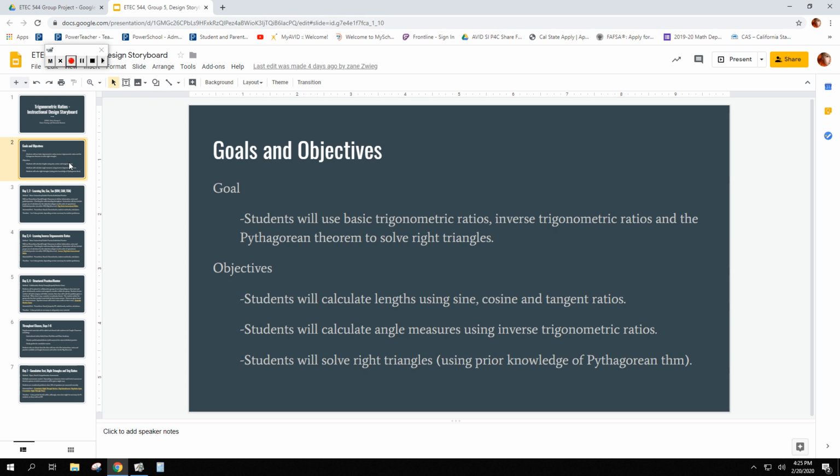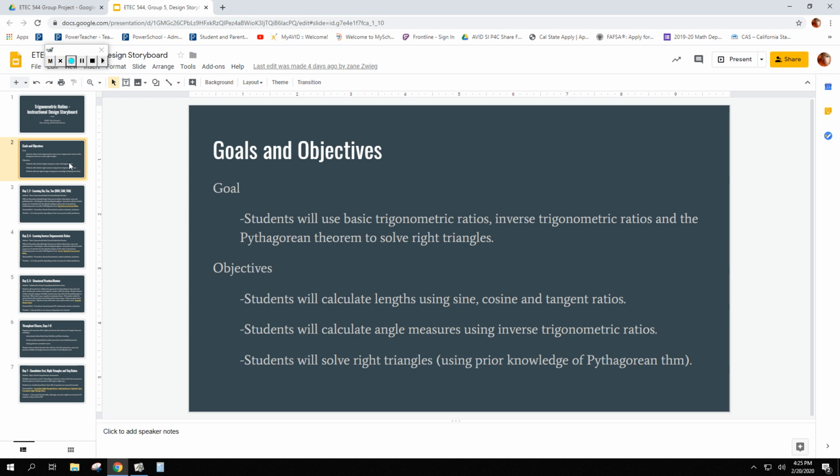Our goals and objectives in teaching trig ratios: the major goal is that students will use basic trig ratios and inverse trig ratios and the Pythagorean theorem to solve right triangles. Solving right triangles, that is, finding every angle measure and every side length in a right triangle.